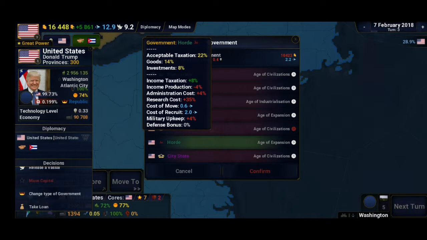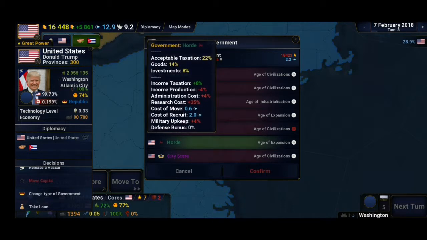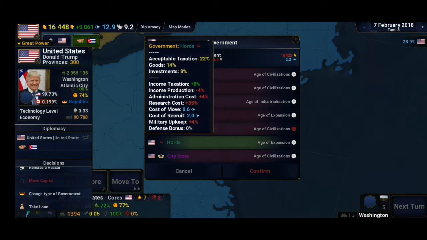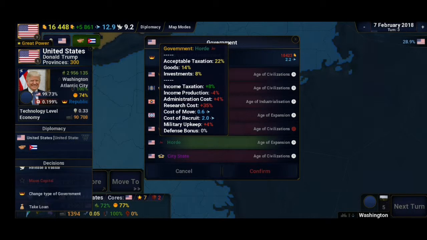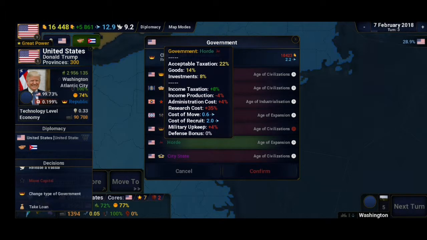For a horde, I really dislike this one. Like, you can only get 22% taxation, but you have low on investments, and income taxation makes up for it. But everything else is quite about debuffs. Production, administration cost is a nightmare. Even research, though you get less, you're charged less for movement points, like 0.6, but recruitment is 2.0. That's quite bad. Military upkeep, yeah, quite horrible. Defense bonus, 0%. Yeah, horde is really horrible.